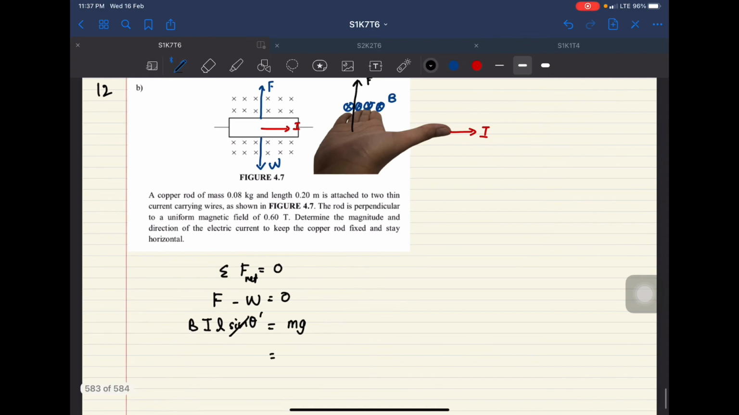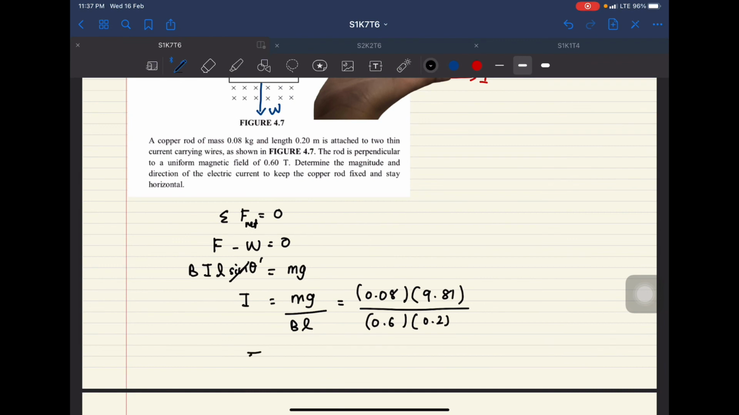Okay, they want to find current, so I can write down mg divided by BL. So mass here is 0.08, g is 9.81. Magnetic field is 0.6, and length is 0.2. So I got here current is equal to 6.54 ampere. And the direction will be to the right.